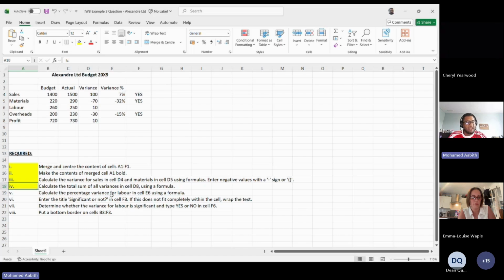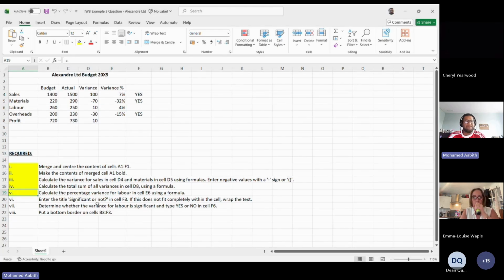Calculate the percentage of the variance on labor cell E6 using a formula. So here, the formula is going to be that divided by that budgeted number and it gave me a percentage. If it doesn't give you a percentage, if it is staying as a number that way, click on the percentage icon here. What this percentage icon does is change that to a percentage now. Initially it was 0.04 and that now has changed to 4%. So we have done that.